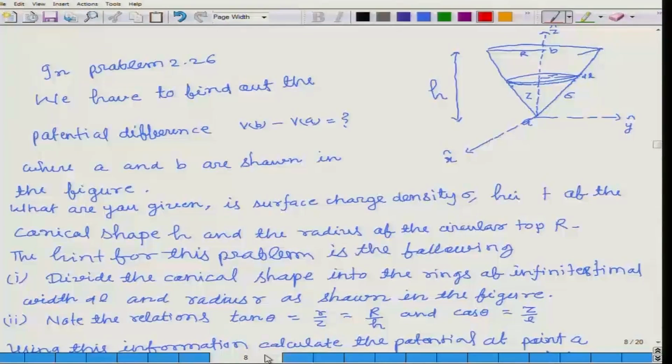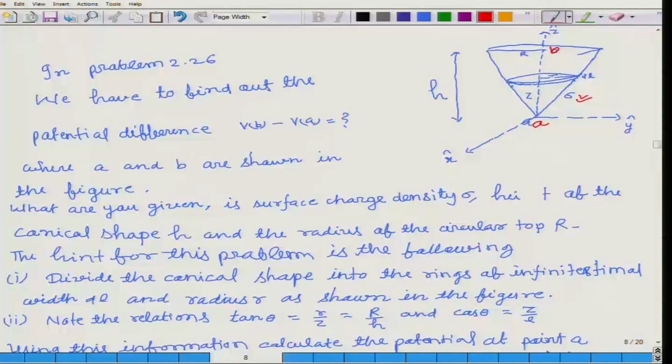Our next problem, which is 2.27, you are given a conical shape on which the surface density is sigma. You have to find out the potential difference between point B, this is B, and A, this is your A. What you are given is the height of this conical shape is h, and the radius of this circular top is capital R. So, the information needed to solve this problem is the following.